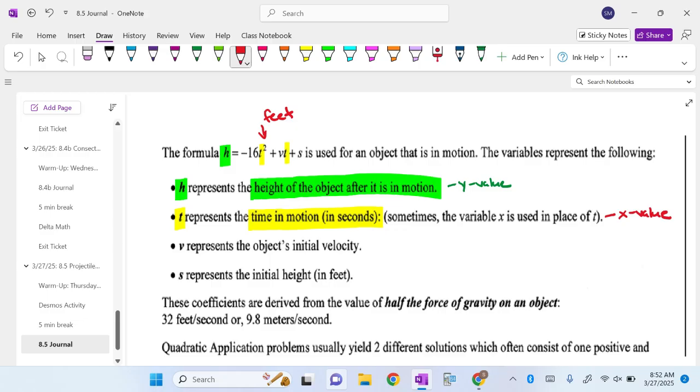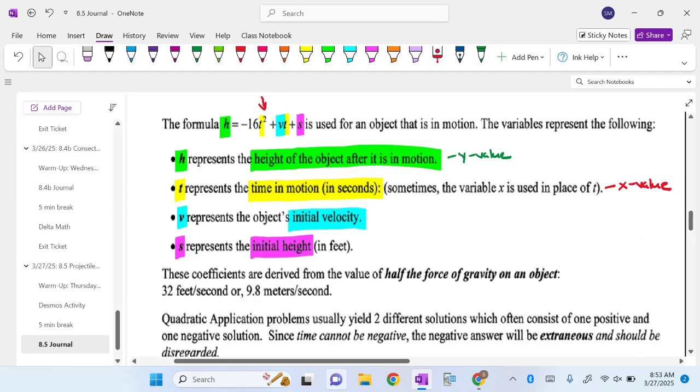Now, v and s. So this v right here, your b value, technically, if you looked at ax squared plus bx plus c, this is your b value. That represents its initial velocity, or the speed that it's initially going at. And s, right here, represents your initial height in feet. So if they ever ask you to write the function, all you have to remember is the negative 16t squared. That's just always there.